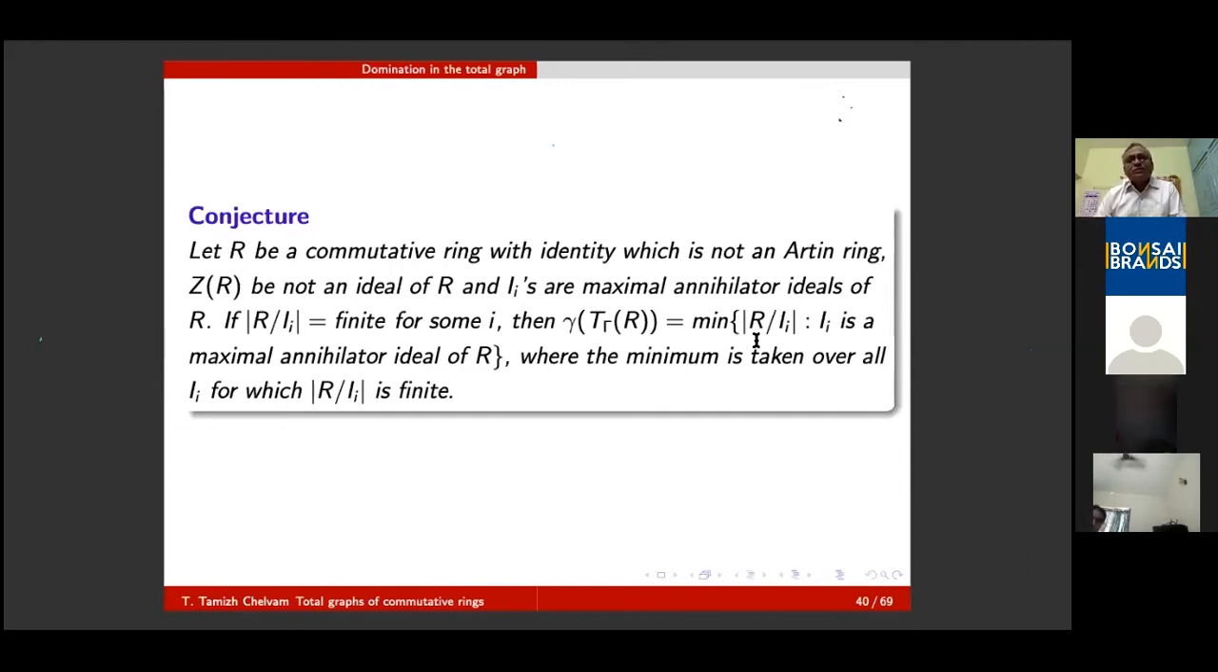And of course, we have got some examples of polynomial rings where this conjecture happens to be true. So that forces us to propose this. Still, it is open for people to try with greater efforts.